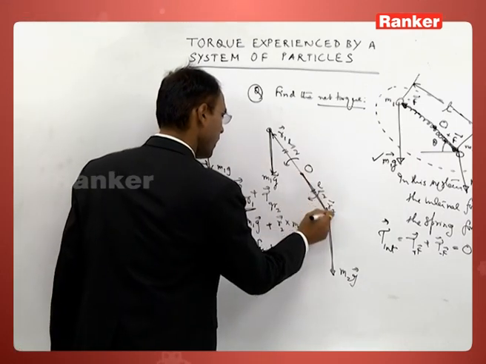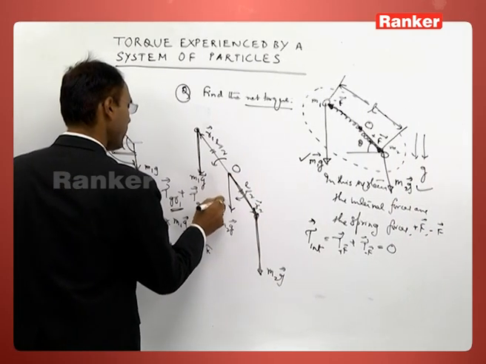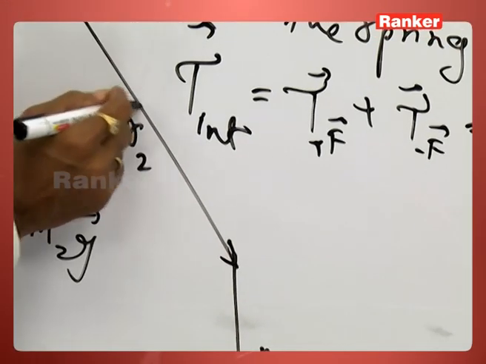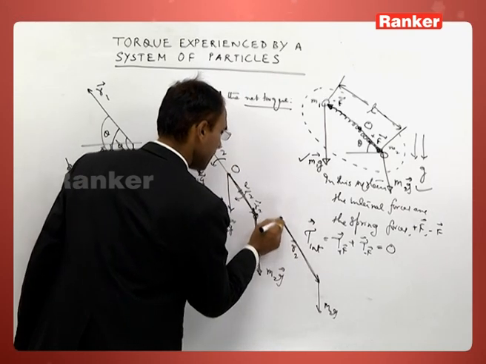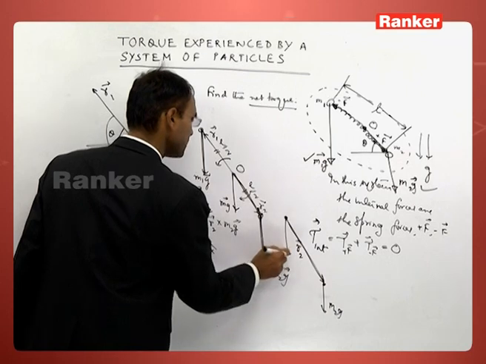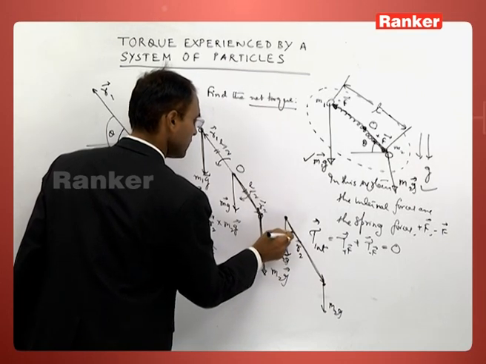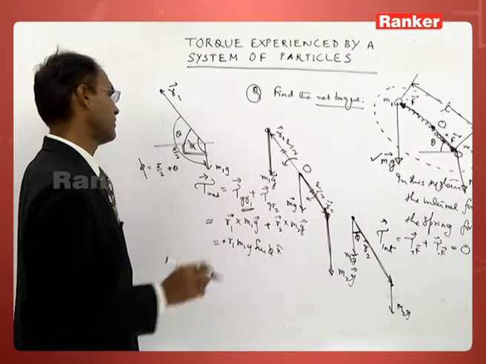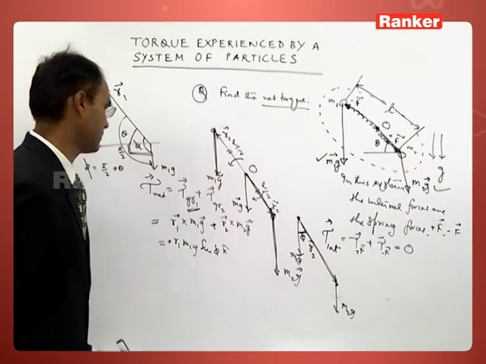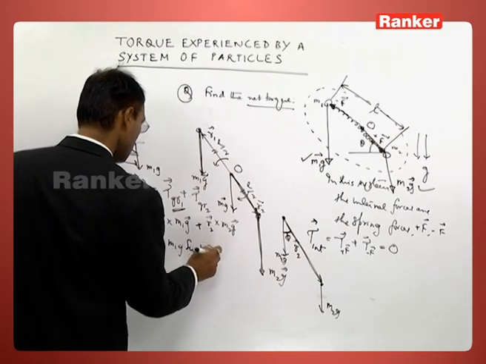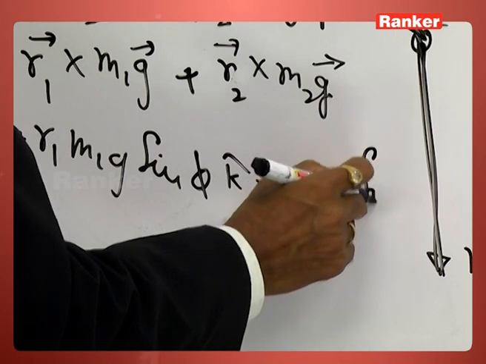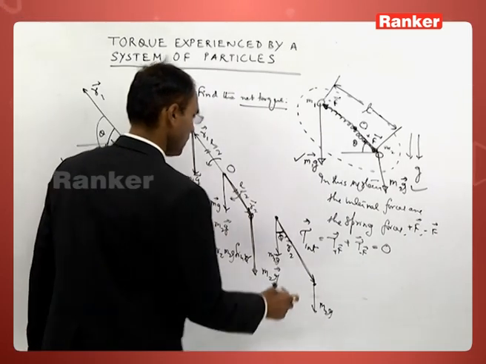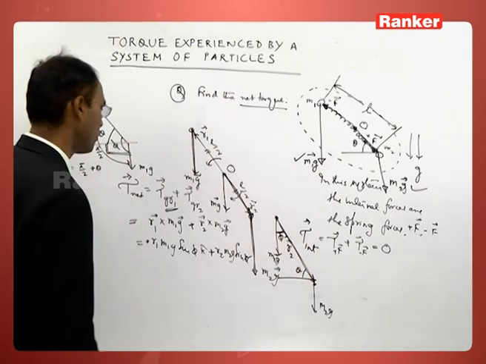Here it is r2 cross mg. You bring the two vectors to a point. Bring the tails of these two vectors to a point. This is m2g. This is r2 vector. This is the tail of r2 vector. This is the tail of m2g vector. Then this angle is the angle between r vector and force vector. So r2 cross mg is equal to r2 m2g sin, let it be phi dash. Here phi dash is equal to, if this is phi, this is theta, phi dash will be equal to 90 minus theta.